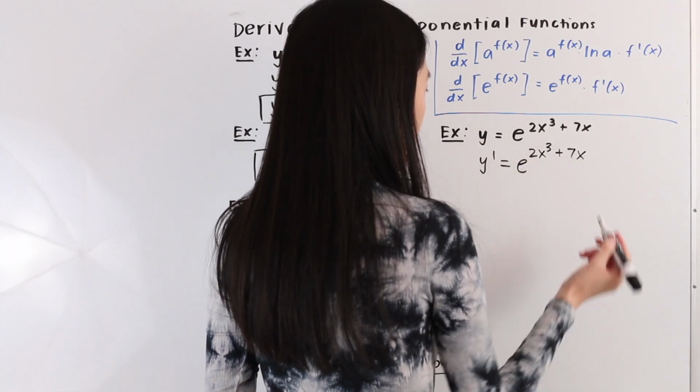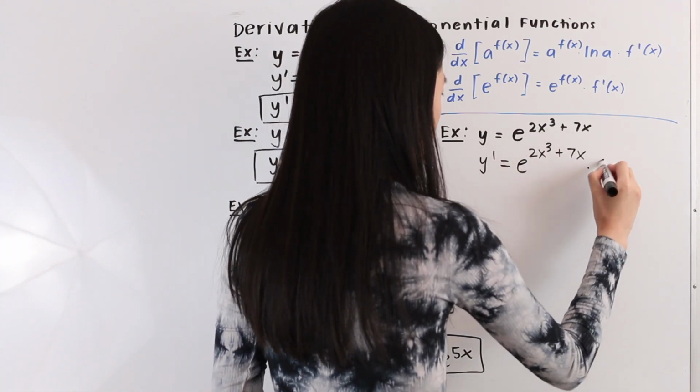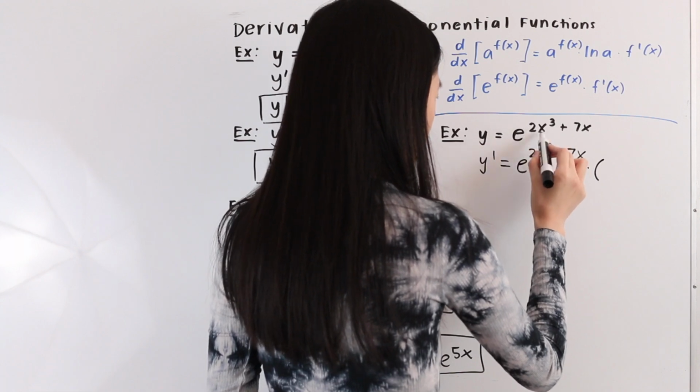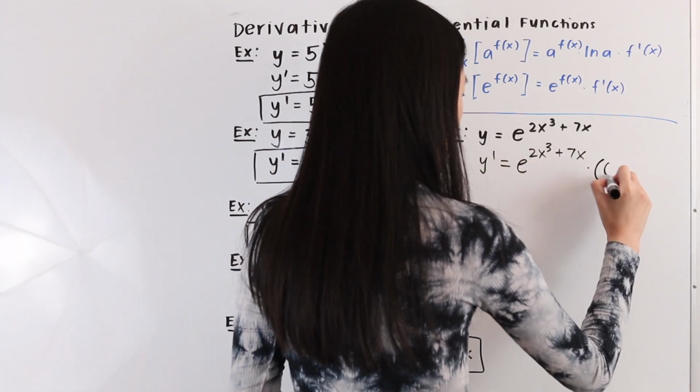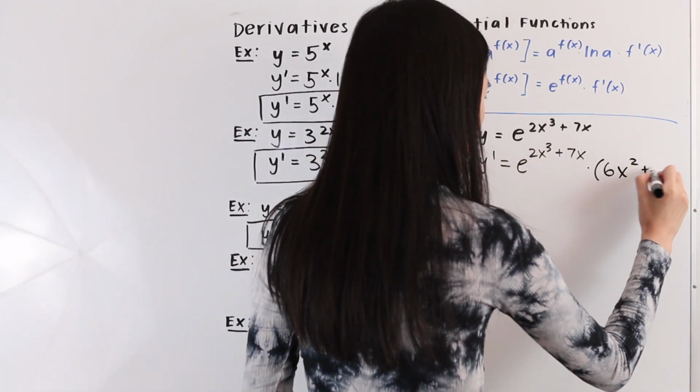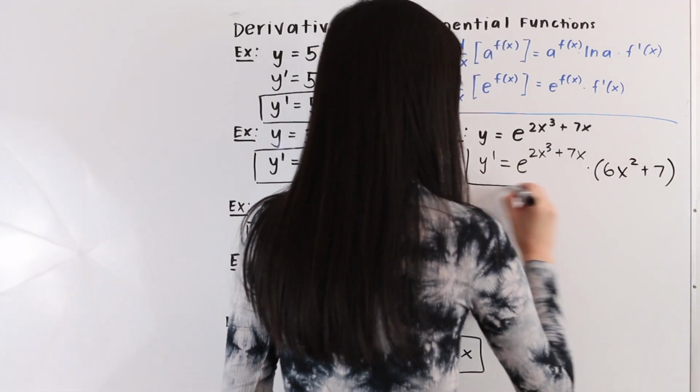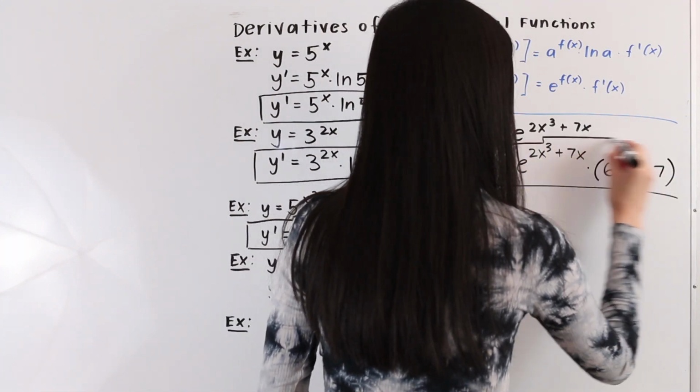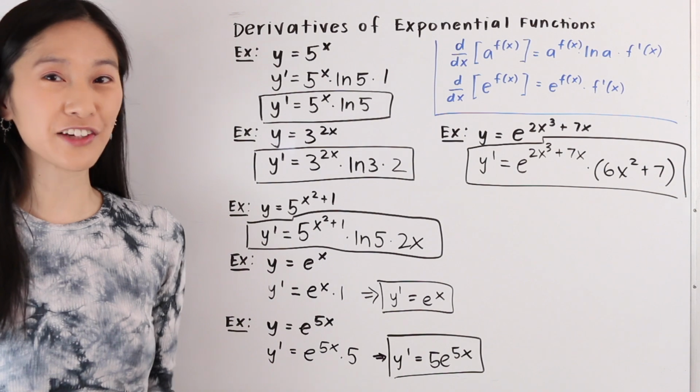And then we're going to multiply by the derivative of our exponent. And so taking the derivative of 2x cubed plus 7x, we have 6x squared plus 7. And so this is our final answer. And let's go ahead and take a look at a few more examples.